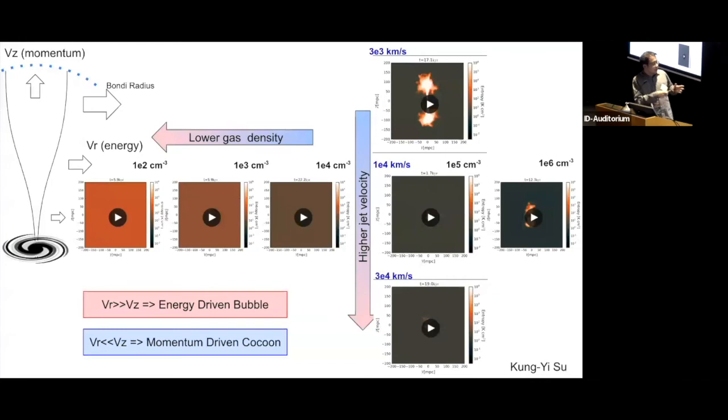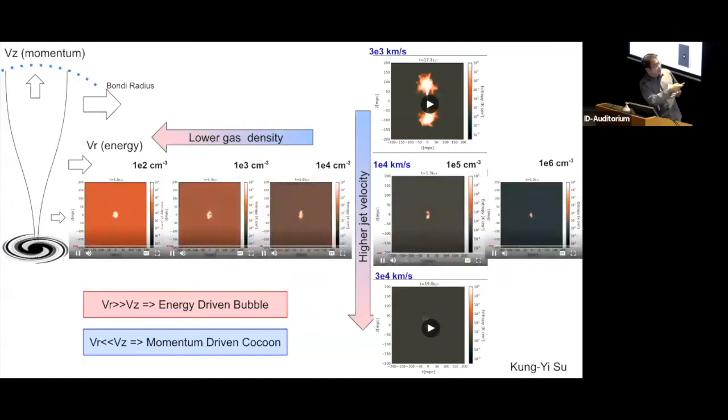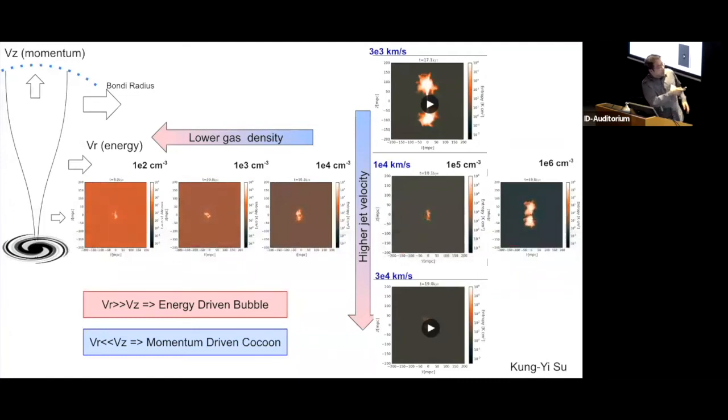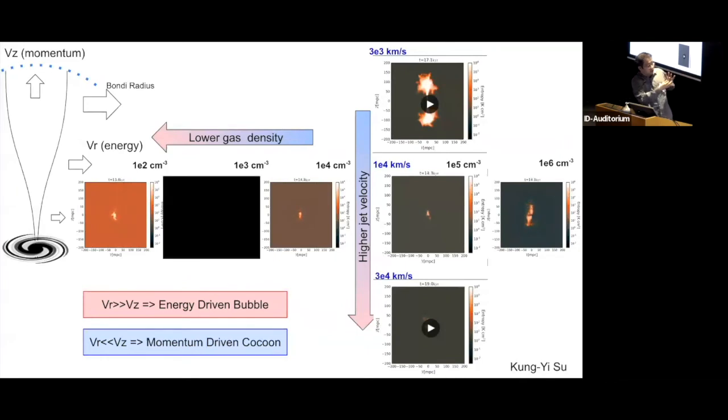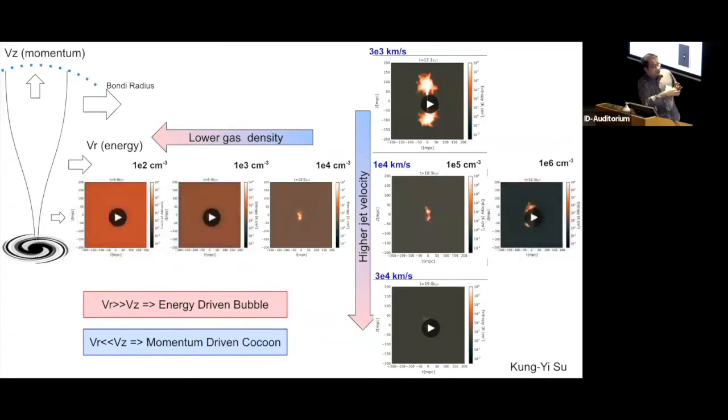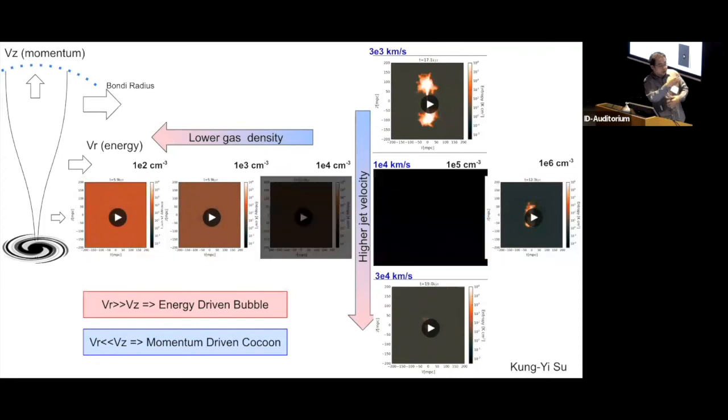As you see, we said that the regulation happens at the boundary radius. If at that radius the radial motion is much larger, then the jet cocoon becomes a more energy-driven bubble. Whereas in the other case, where the jet direction is much faster than the radial direction, it becomes a more momentum-driven cocoon. When we vary the background density from 10^2 to 10^6 particles per cubic centimeter, the lower the density is, the more like a bubble it is, and the higher the density, the more elongated the cocoon becomes.